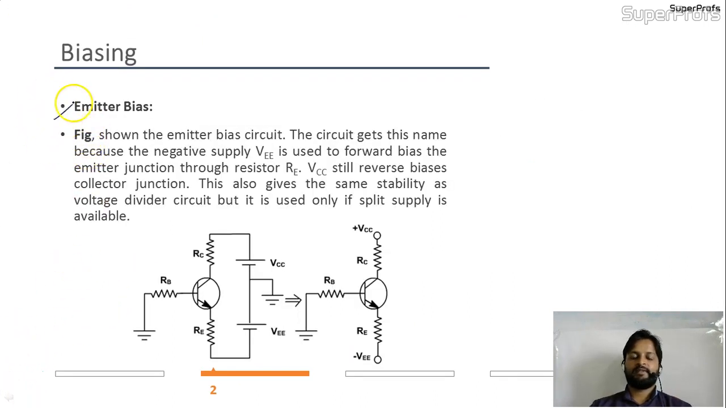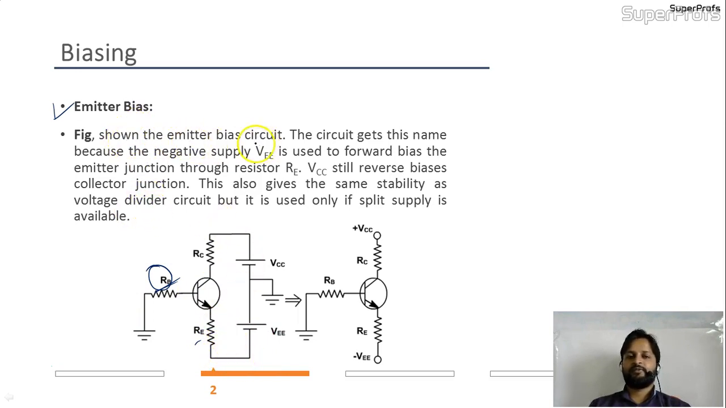The emitter biasing. Okay, we didn't complete this portion, right? Emitter bias. Okay. So this is the emitter bias. RC here, RE, and in the base region you are having only RB. Here we are biasing the emitter, means we are applying something to emitter, right? So this is the emitter bias.